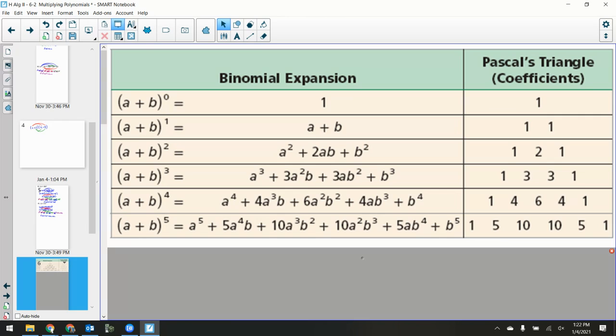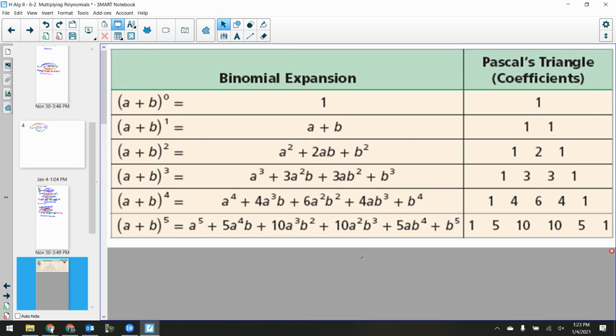There are all sorts of different patterns, including the sum. Look at the sum of each row. 1, 2, 4, 8, 16, 32. What do you notice about the sum? Doubling, which actually means it's 2 to the nth power, where n is the row number. 2 to the 0, 2 to the first, 2 to the second, 2 to the third, 2 to the fourth, 2 to the fifth, and so on. Okay, so there's a lot of different patterns.